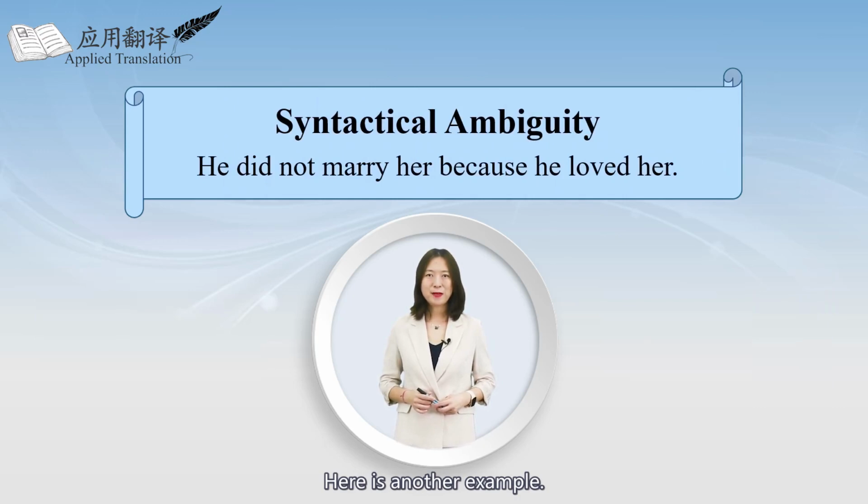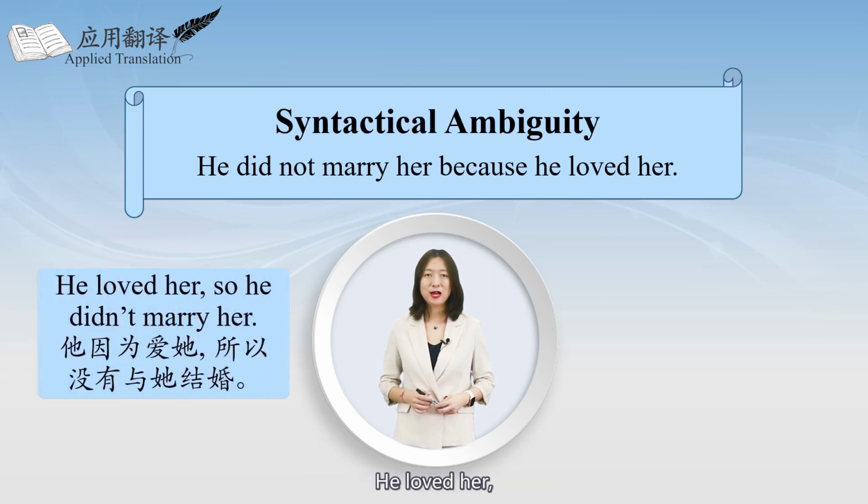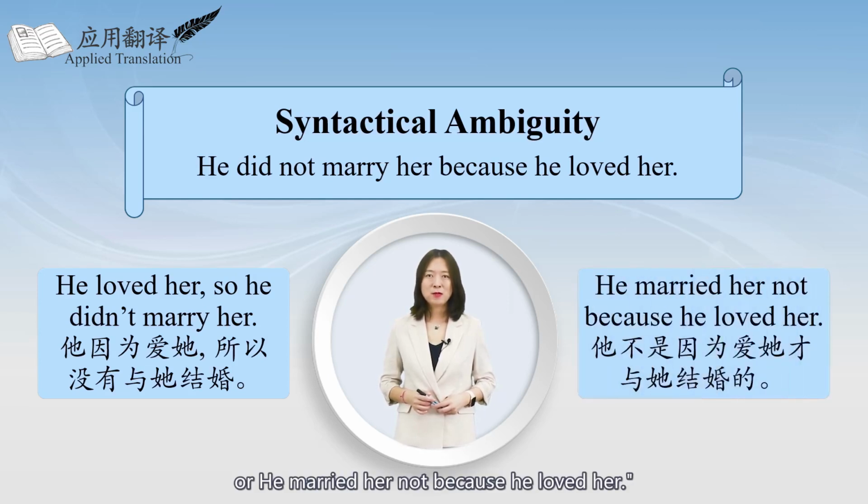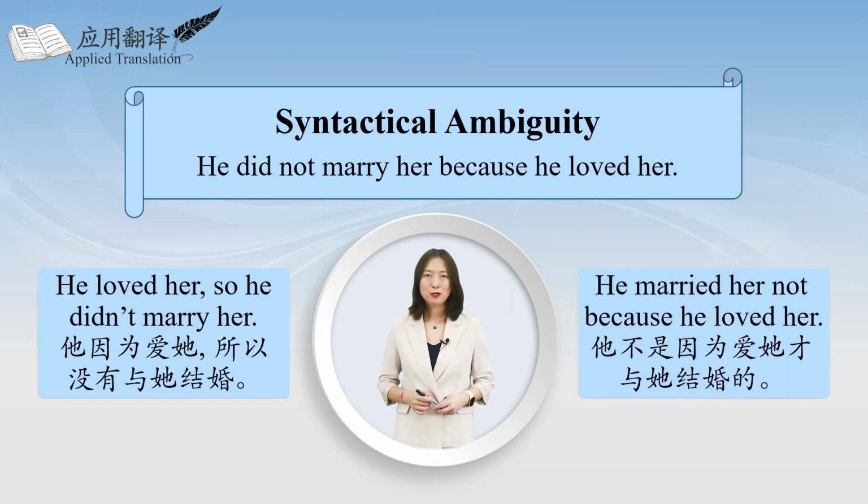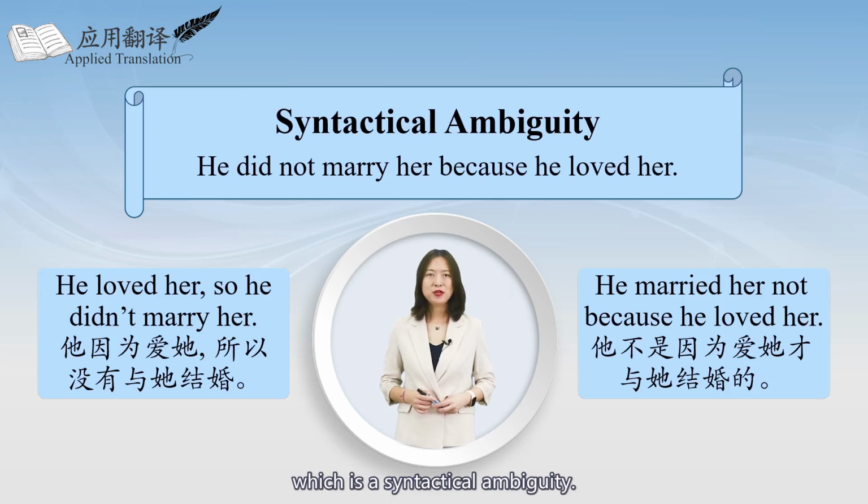Here is another example. He didn't marry her because he loved her. There are two explanations. He loved her, so he didn't marry her. 他因为爱她，所以没有与她结婚。Or he married her not because he loved her. 他不是因为爱她才与她结婚的。Which is a syntactical ambiguity.